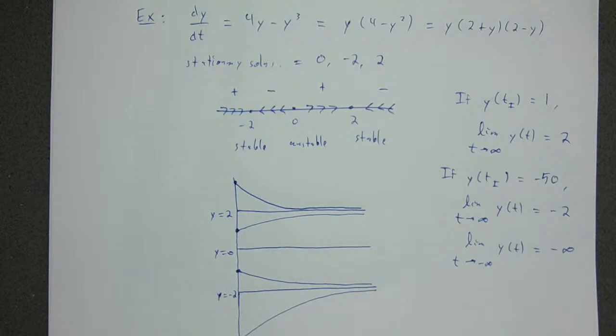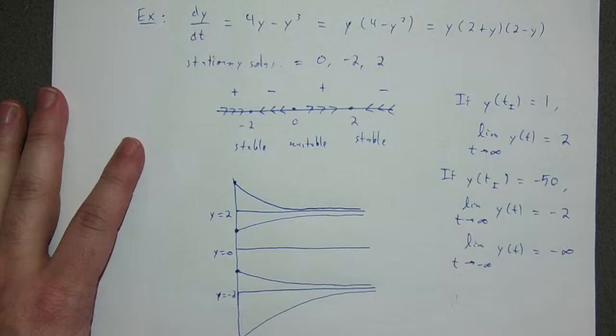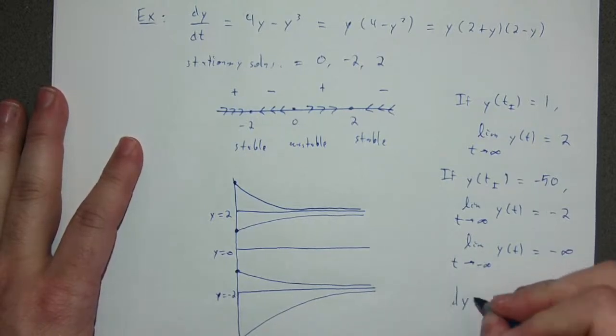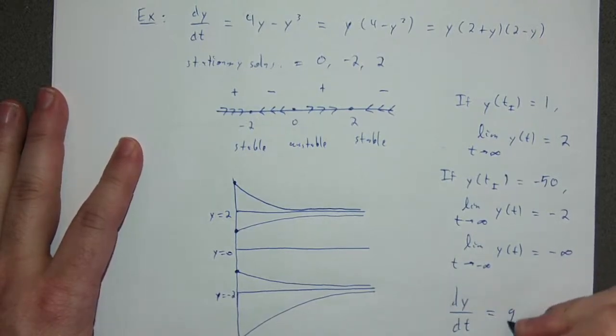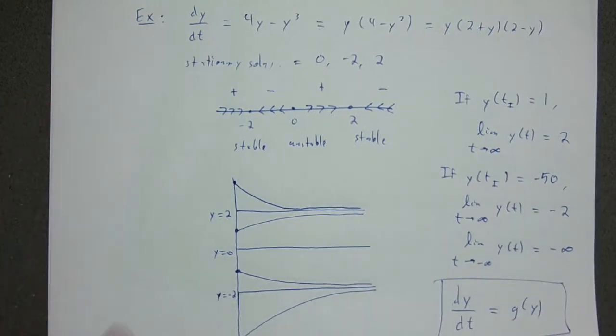The only drawback here really is that this can only be done for autonomous equations. So this only works when you have a first order equation of the form dy dt is equal to g of y. If your equation is not autonomous, if it can't be written in this form, this sort of analysis does not work at all. So you just can't do it. But in this case, even though it's crude, we're not solving the differential equation, this gives us a nice amount of info.